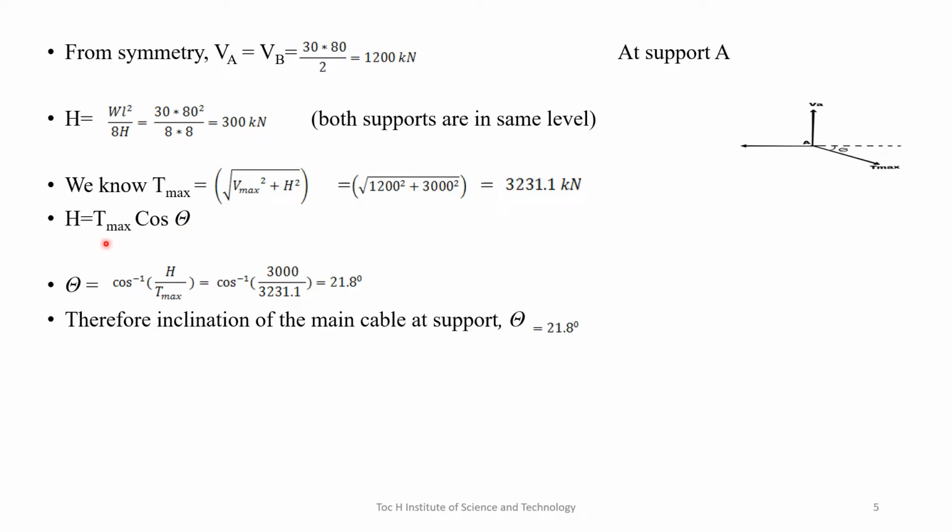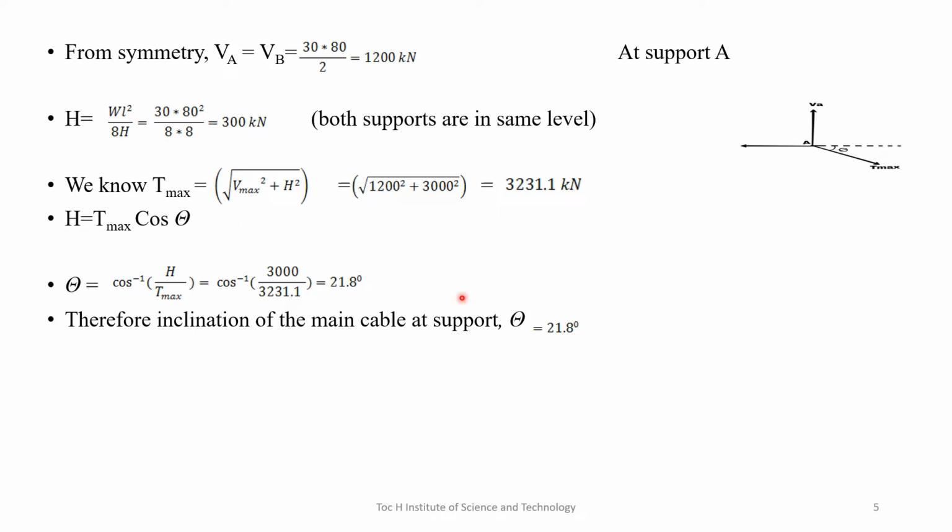That's equal to square root of 1200 square plus 3000 square, and that's equal to 3231.1 kilonewton. And we already know H is equal to T max cos theta, and from that equation theta is equal to cos inverse of H divided by T max, that's equal to cos inverse of 3000 divided by 3231.1. So from that you get the angle theta is equal to 21.8 degrees. That means, here you can see, the tension in the cable acts at an angle theta with the horizontal, equal to 21.8 degrees. So that's the inclination of the main cable at the support, theta equal to 21.8 degrees.